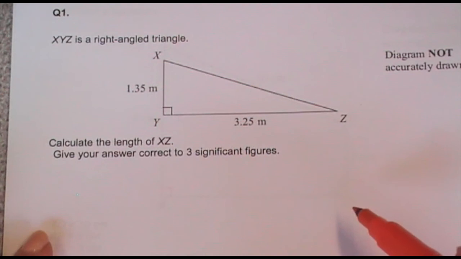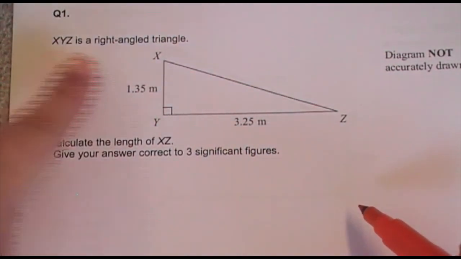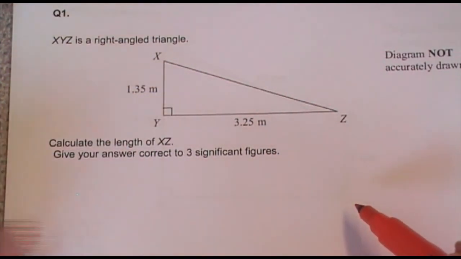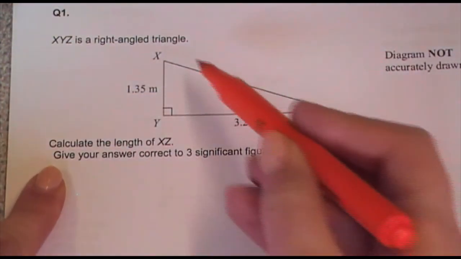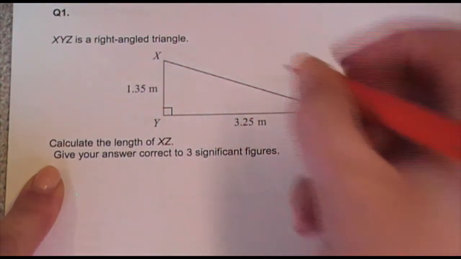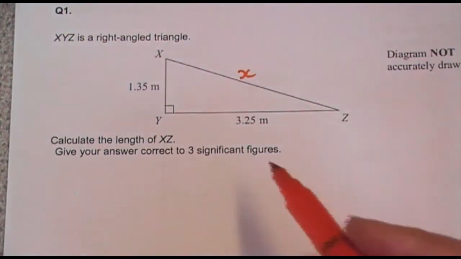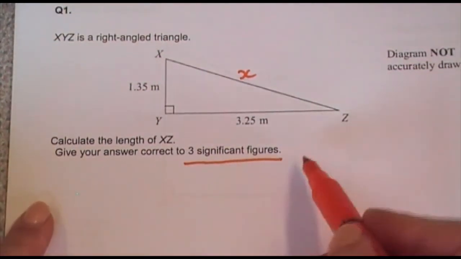Right, so very quickly, here's a right angle triangle. I don't know yet whether it's Pythagoras or trig. I'm going to run through my checklist. This is a right angle triangle. Brilliant, I can see that from the little square there. Calculate the length of xz. Alright, so that's what I need to find. I'm going to call it x. Give your answer correct to 3 significant figures.